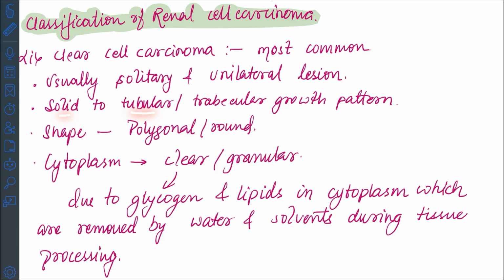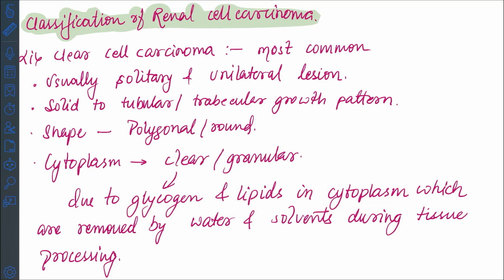It can be solid, trabecular, tubular in growth pattern. The shape can be round or polygonal. The cytoplasm is clear mostly. That's how the name is given, the clear cell carcinoma. The reason behind this clear cytoplasm is that in the normal cell there is deposition of glycogen mostly and lipid in the cytoplasm.